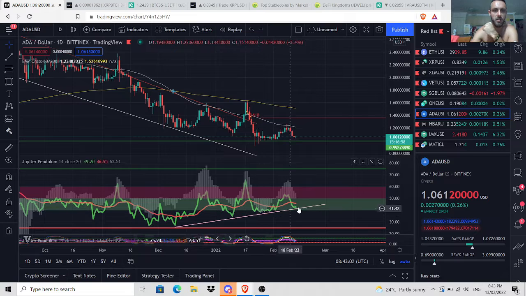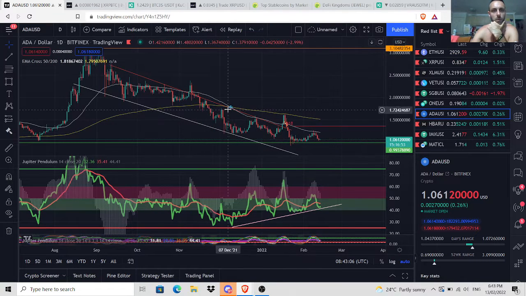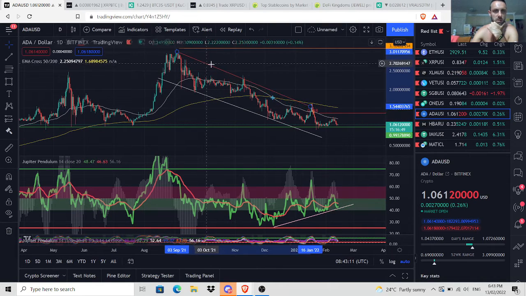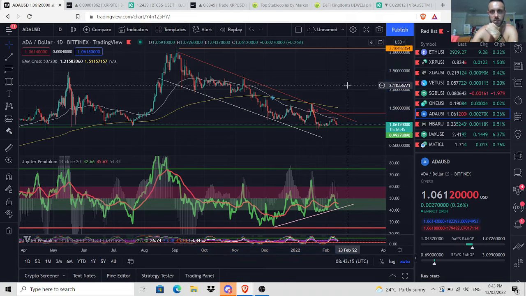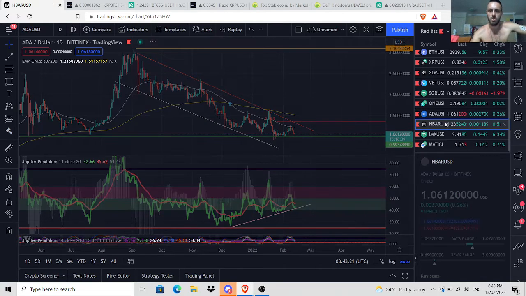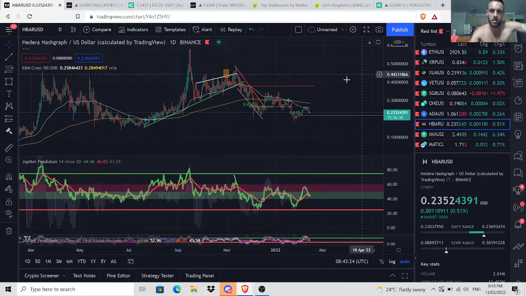Okay, we're making higher lows in the RSI and we're flattening out on the price. Depending on how we want to draw this trendline resistance, it is a bit tricky. We're still not in the clear yet. So we've got quite a lot of resistance, but where the RSI is could show us quite the push. Okay, H bar, very similar.